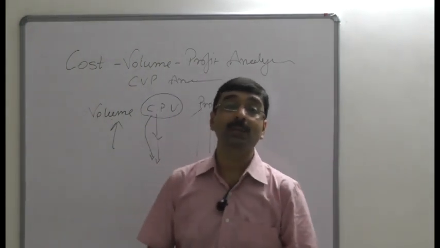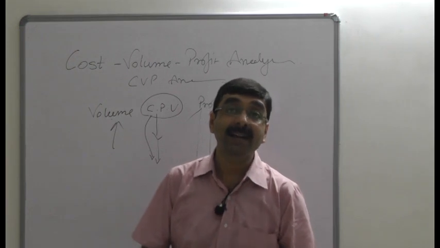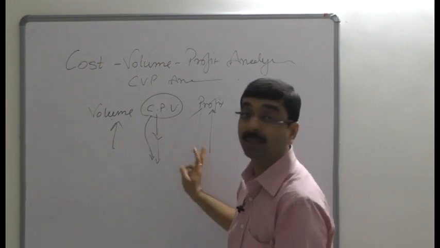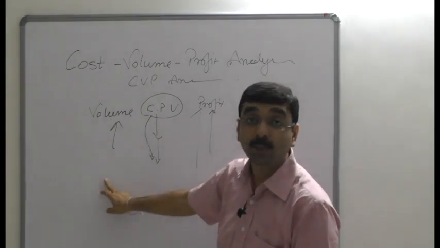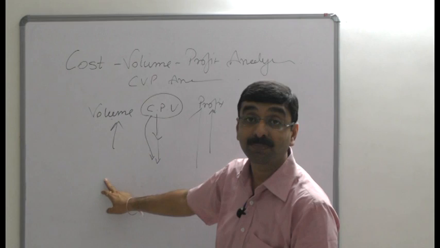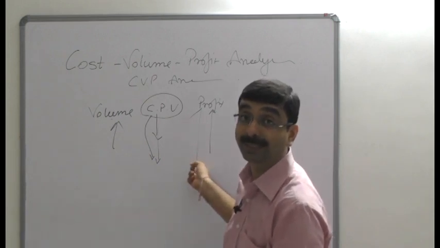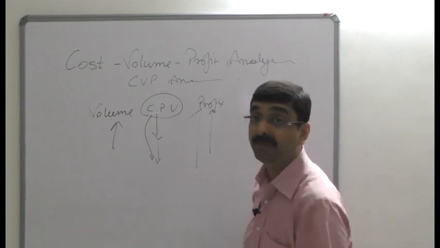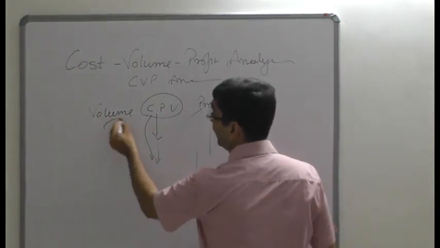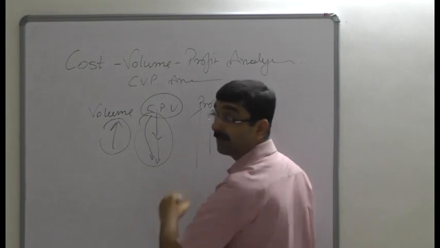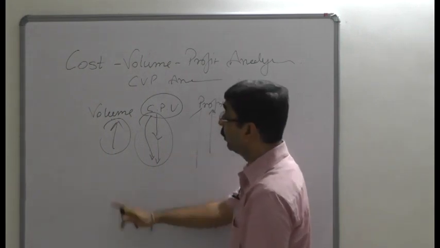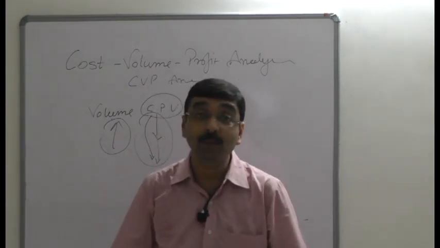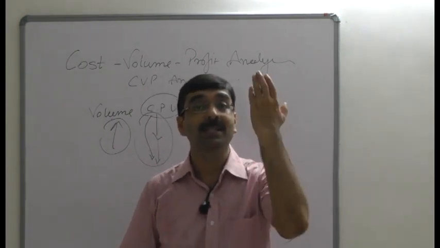Thus, one can conclude that there is a direct relationship between the volume and profit. Because if the volume is increased, automatically the profit is going to increase. But there exists an inverse relation between the volume and cost. They have an inverse, reverse relation, because if the volume is increased, the cost per unit is down. In case the volume is decreased, the cost per unit is increased.